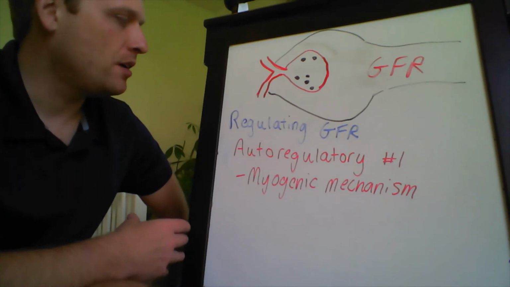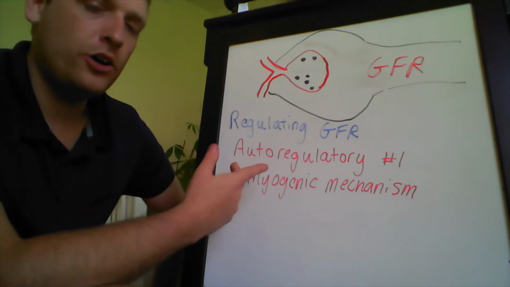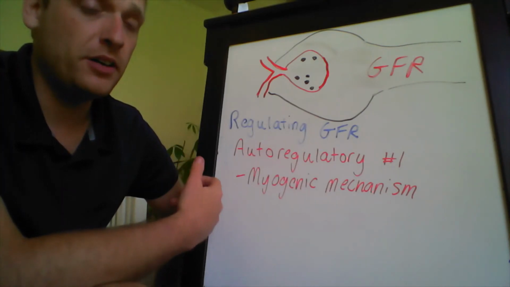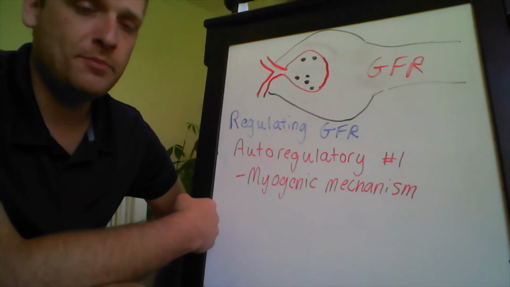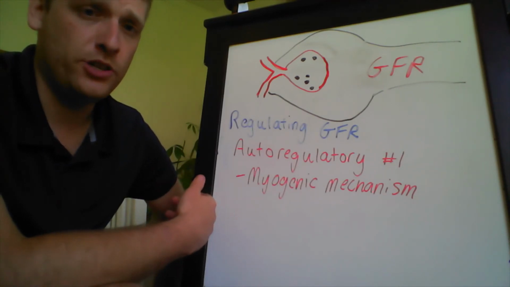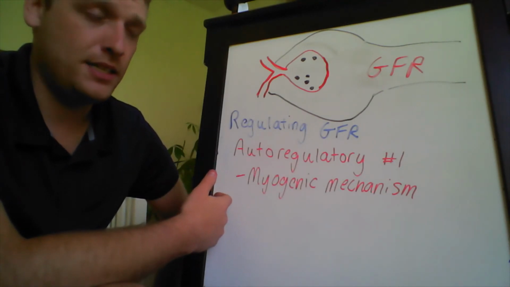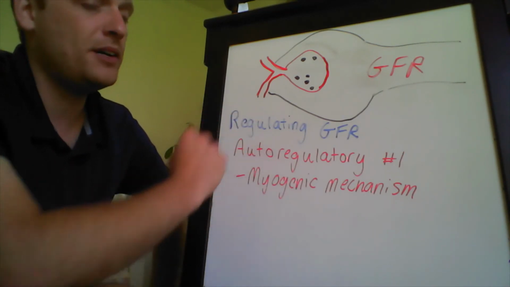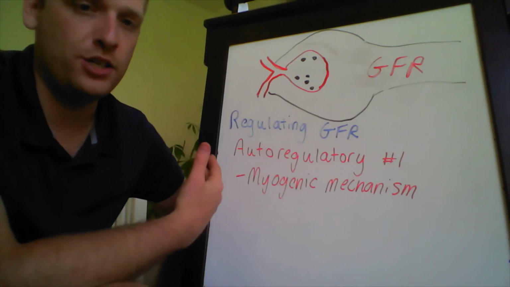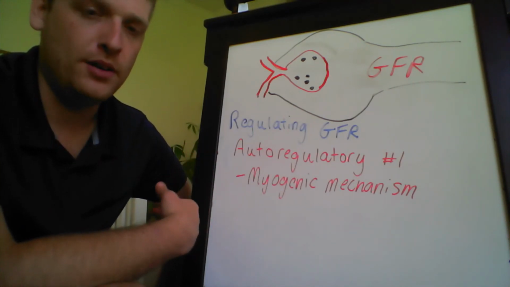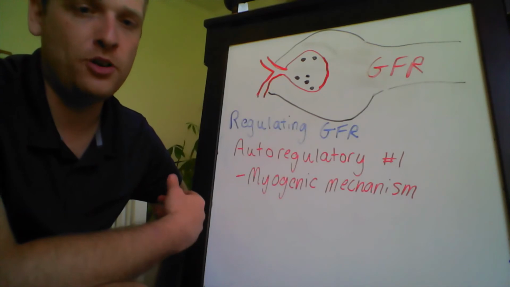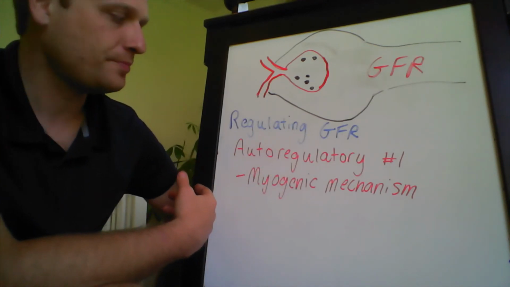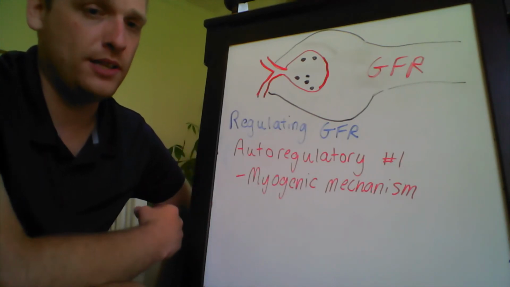So there are what are called autoregulatory mechanisms for controlling glomerular filtration rate. And this is very similar to what we saw with tissue perfusion in the systemic capillaries, in that they're able to auto-regulate, meaning the glomerulus can control its own filtration rate without outside input, say from hormones or from the nervous system. So it has auto-regulatory potential, meaning it can control itself.